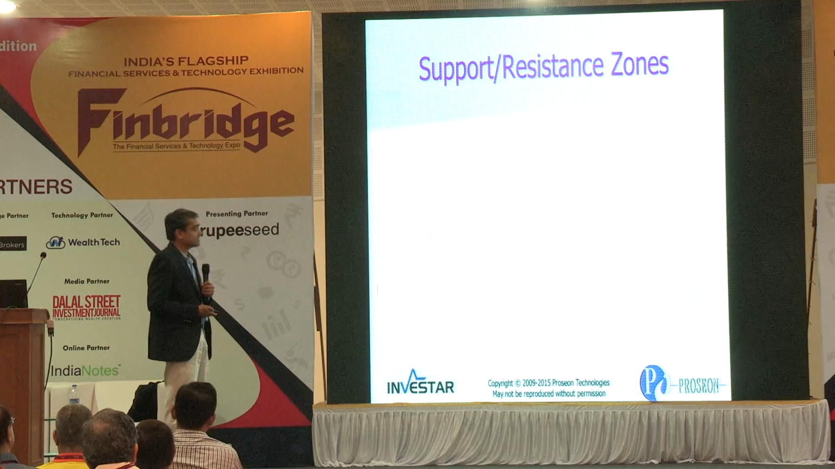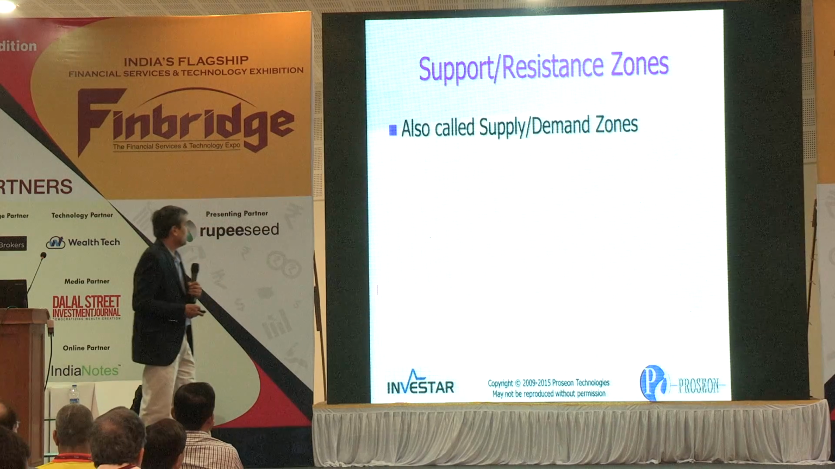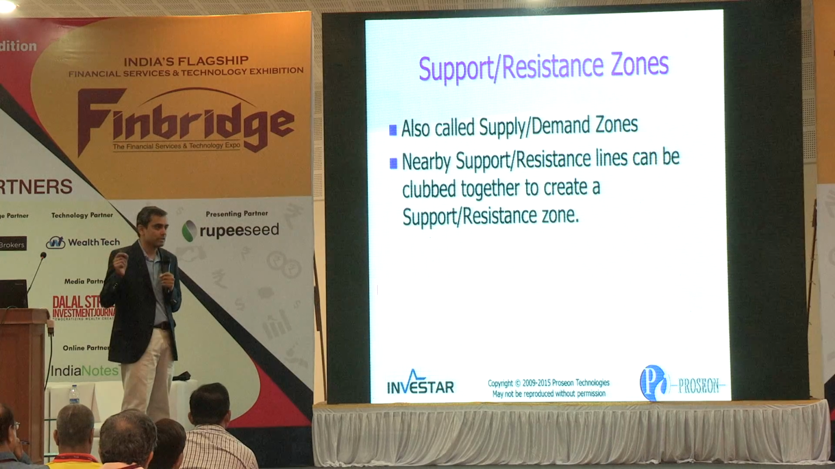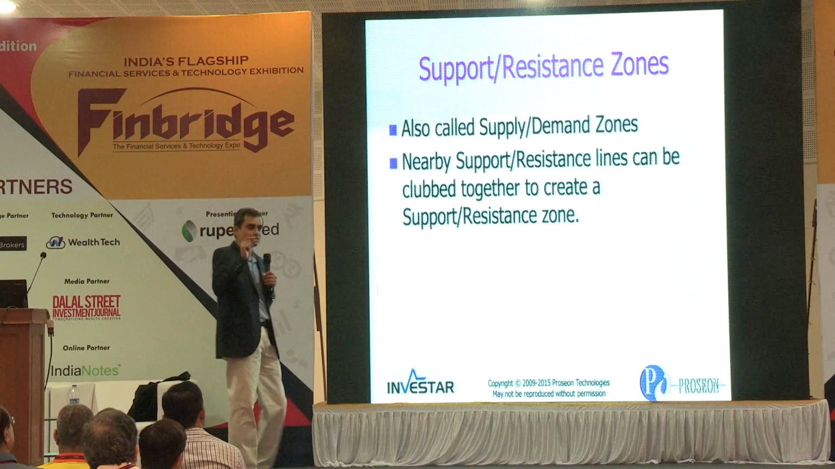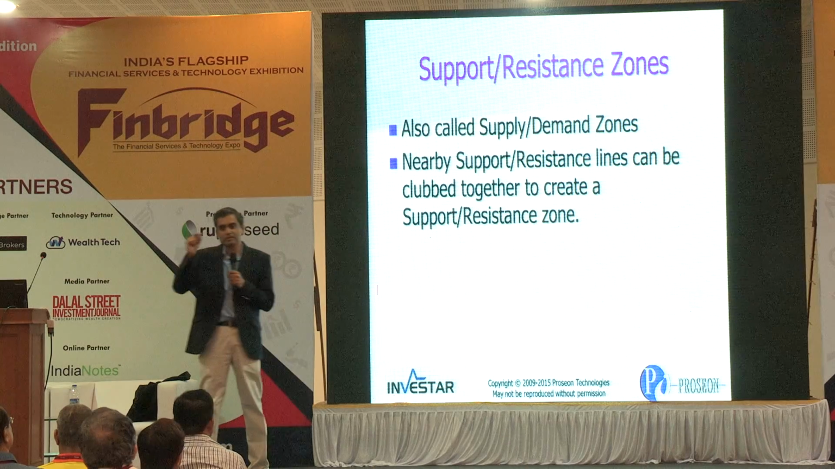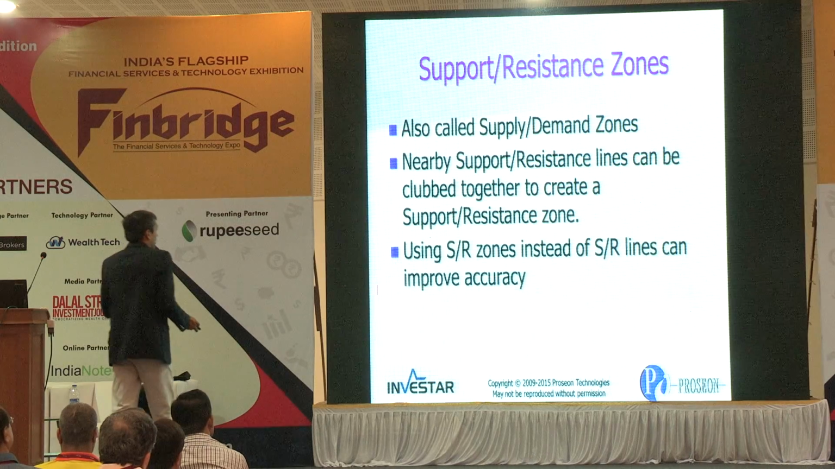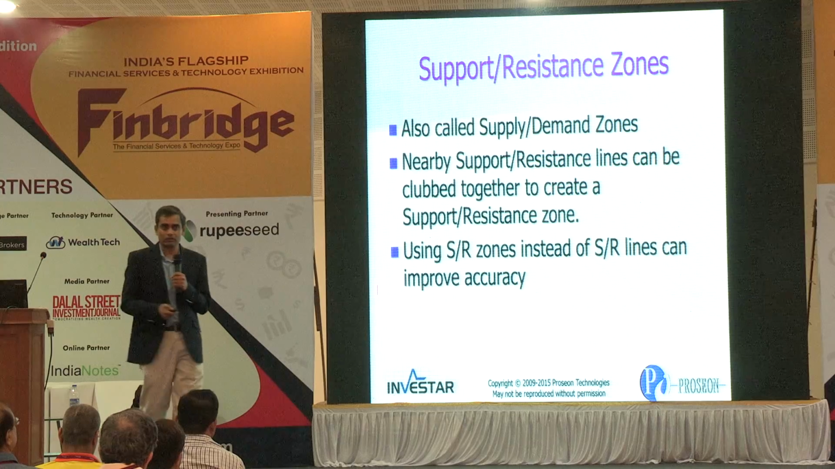So there's a concept of supply-demand zones, support resistance zones, where you can actually club the nearby support and resistance levels and call it a zone, okay? And you treat it as a resistance or support. Entire area, you treat it as a resistance or support. That's the idea. So what happens is that by using the SR zones, you're improving your accuracy.